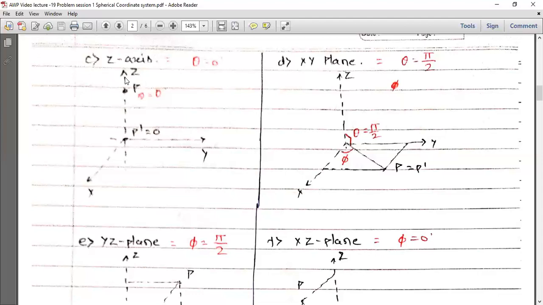Now, changing the gear, we are heading towards expressions for planes. Okay, coordinate planes, obviously.